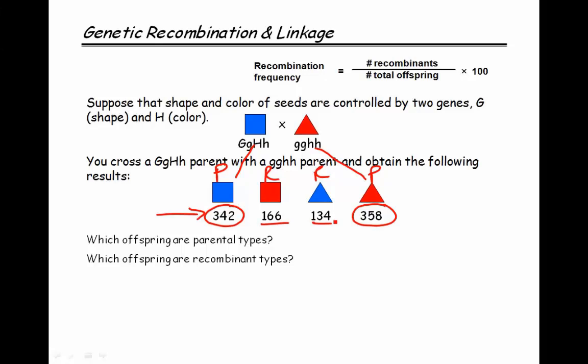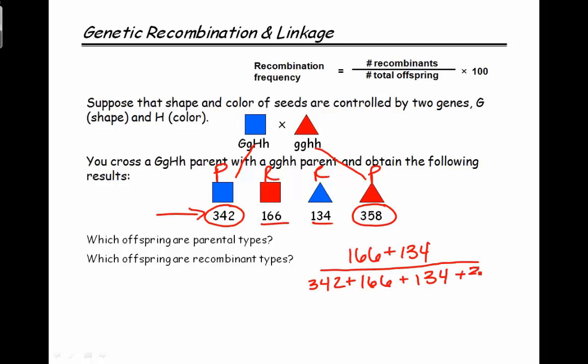Okay, so if we do calculate the recombination frequency, you've got your equation up here at the top. We're going to take the total number of recombinants, and that should be easy since we've just identified which ones are the recombinants. We're going to take 166 plus 134, and then we're going to take all of that and put it over the total number of offspring, which will be our 342 plus our 166 plus our 134 and our 358. Then it's just a matter of taking that and converting it into a percent, which in this case, it ought to give you 300 over 1,000, which is going to be 30%.